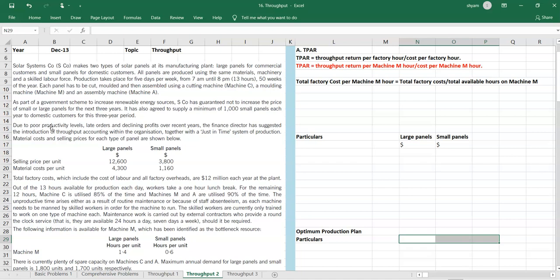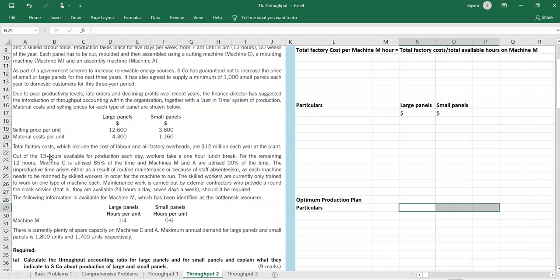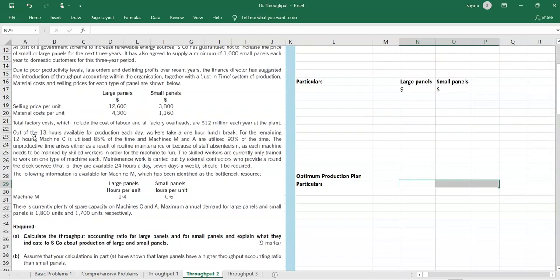Due to poor productivity, late orders, and declining profit over years, the finance director has suggested the introduction of throughput accounting within the organization together with a just-in-time system of production. Material cost and selling price of each type of panel are shown below. They have given us the large panel and small panel details, selling price and material cost, so we can easily find out the throughput. Before that, we'll still read it and then finally get the answer.